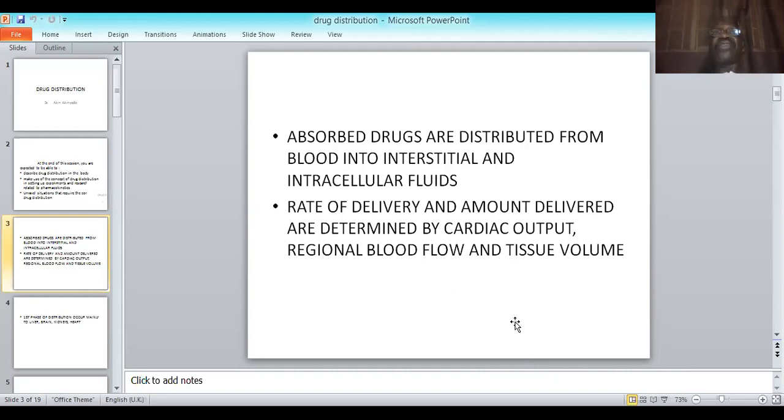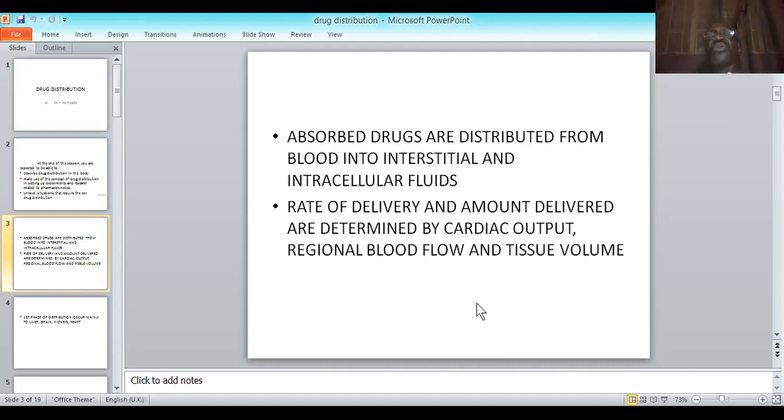Some organs are better perfused by the blood from the heart. And these organs receive a greater rate of drug delivery and a greater amount when blood flows or is pumped out of the heart.